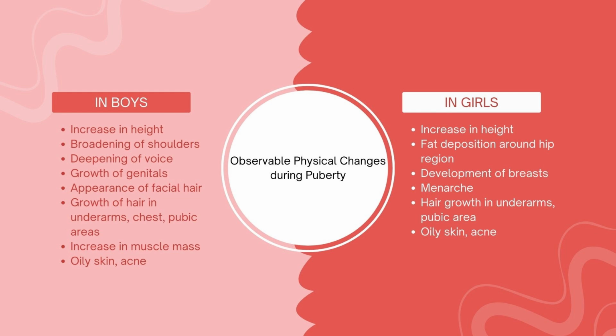Apart from this, we can also notice growth of facial hair and hair on other parts of the body, like the chest, underarms, and the genital areas. During puberty, there is growth in the male genital organs, which is a main milestone achieved during this time.